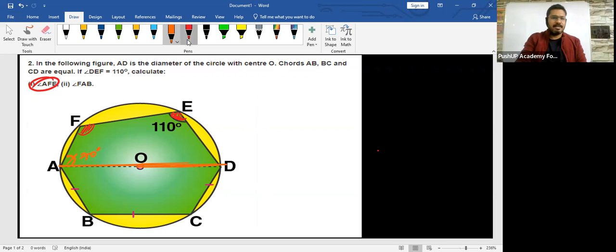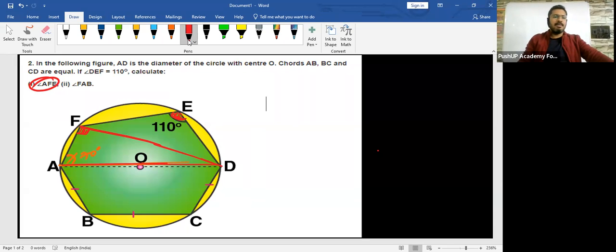Now, children, you know this angle will be how much? 90 degrees. Because you know AD is the diameter of the circle. Therefore, angle AFD will be equal to 90 degrees. All right. Now, children, in that case, you will get this angle. How much is it? 20 degrees. So angle ADF is equal to 20 degrees.